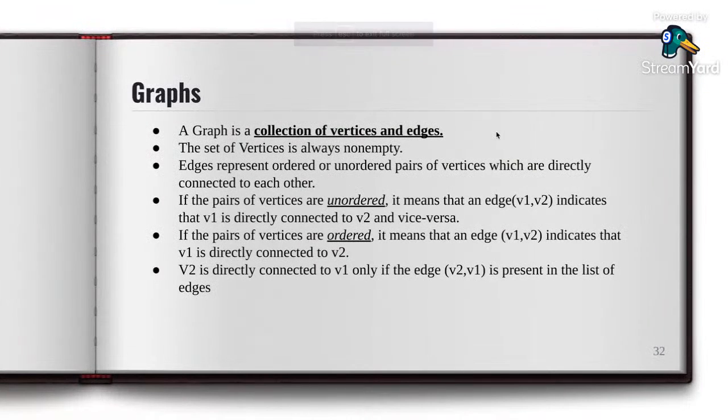So a graph is a collection of vertices and edges. Vertices are the nodes, I believe, and edges are the lines, correct? The set of vertices is always non-empty. Edges represent ordered or unordered pairs of vertices which are directly connected to each other. If the pair of vertices is unordered, the edge indicates that V1 is directly connected to V2 and vice versa. If the pair is ordered, the edge indicates that V1 is directly connected to V2, and V2 is directly connected to V1 only if that edge is present.